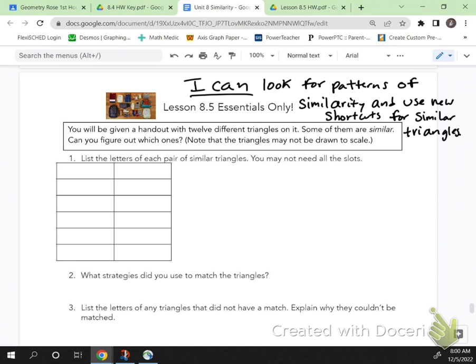So we're starting here at the top. You'll be given a handout with 12 different triangles on it. Some of them are similar. Can you figure out which ones are similar? I want you to list the letters of each pair. So list each pair in the table. You may not need all these slots. So again, there's 12 triangles on here. Some of them are similar. I want you to figure out which ones and why.